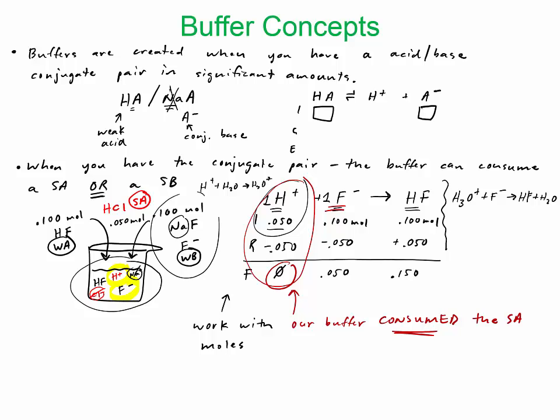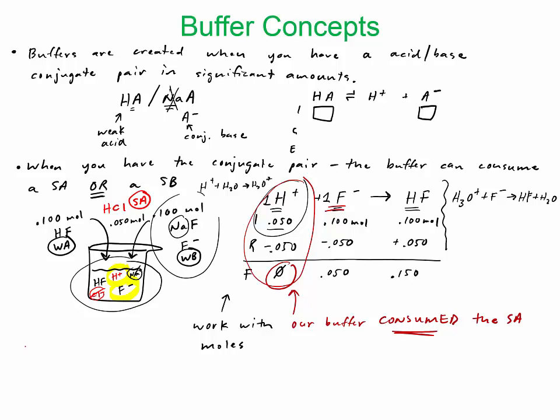So let's back up a little. Before this was added, we had a certain pH. If our conjugate pair is equal in amounts, it happens to be equal to the pKa. But we have a certain pH going on here, and then we decided to add a strong acid. So because we added the strong acid, it will consume the F minus, but you'll see the pH doesn't change by a whole lot.